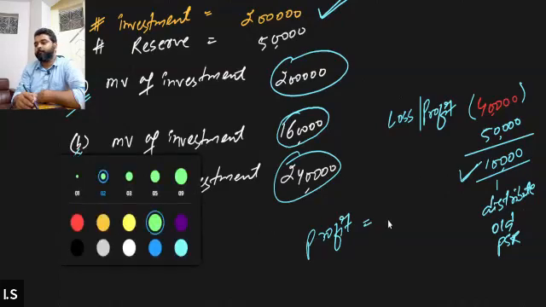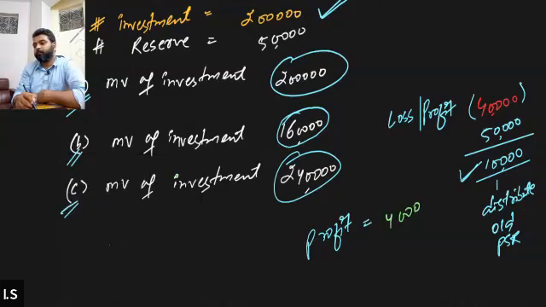Is that right? Tell me, is that correct? There is a profit of 40,000 in case number 3. If the value of the investment increased to 2,40,000 from 2 lakh, that means we have a profit of 40,000. Is that correct? Yes, sir.